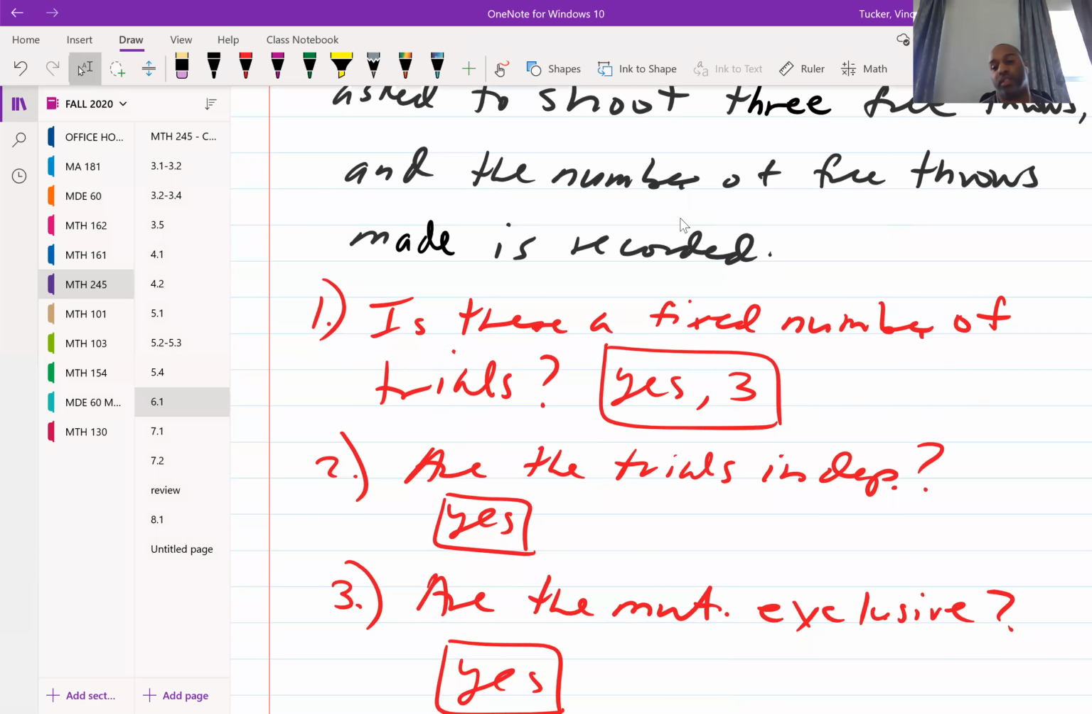Are the events mutually exclusive? Yes. So you cannot make and miss a free throw at the same time. It's either you made the free throw or you missed the free throw. So those events have nothing in common. It should be all the events. I left the events out.